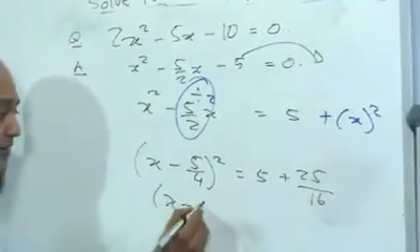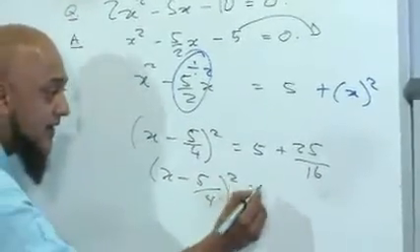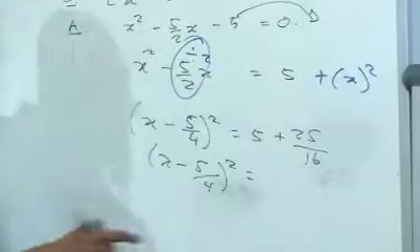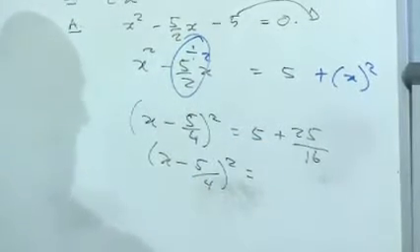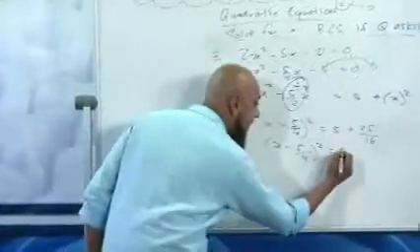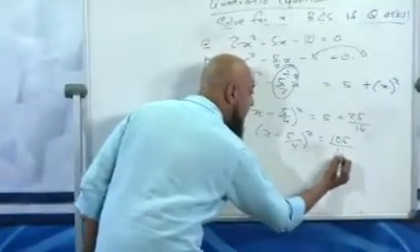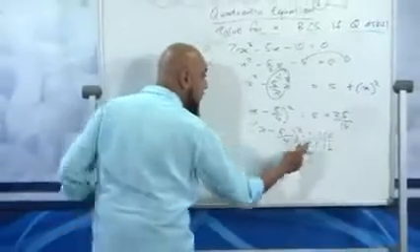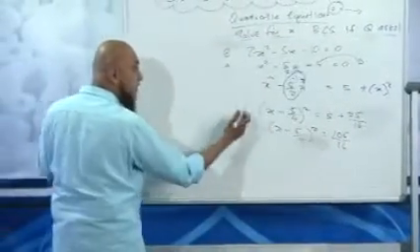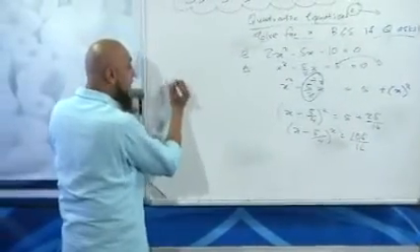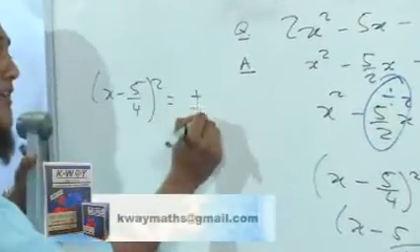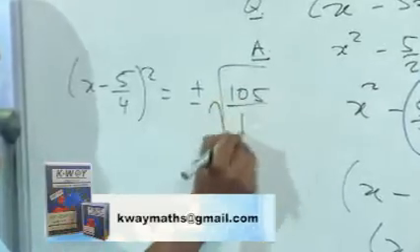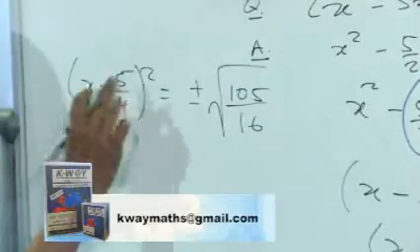Now, what do we have? x minus 5 over 4 squared is equal to 5 plus 25 over 16. Use your calculators. Should give you 105 over 16. Check it. 105 over 16. Find the square root. I'm moving to the side because we don't have space. So we're going to have x minus 5 over 4 squared is equal to plus or minus the square root of 105 over 16.